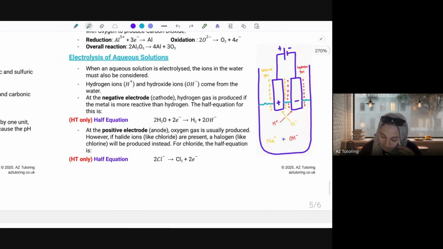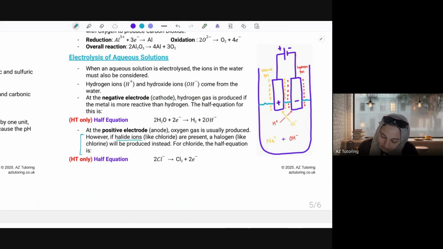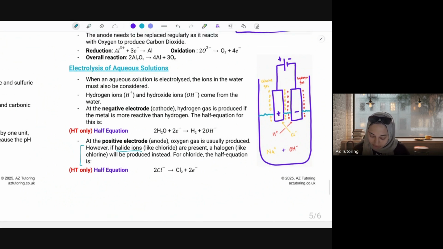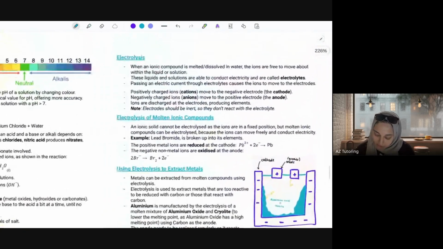And then at the positive electrode, which is the anode, oxygen is usually produced. However, if halide ions, like chloride, are present, a halogen will be made. So for example, chloride changes to chlorine. If you've got fluoride ions in there, that changes to fluorine, and so on for all the other halogens as well. And that's really all you need to know about electrolysis.